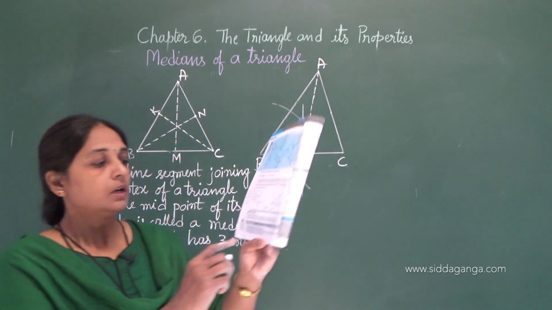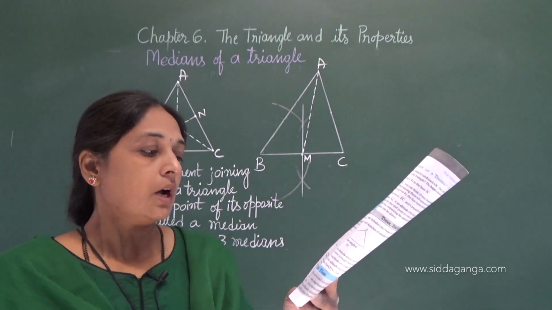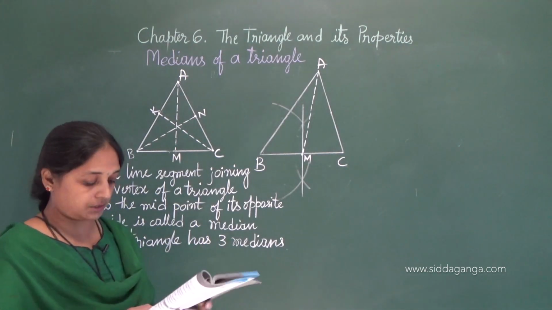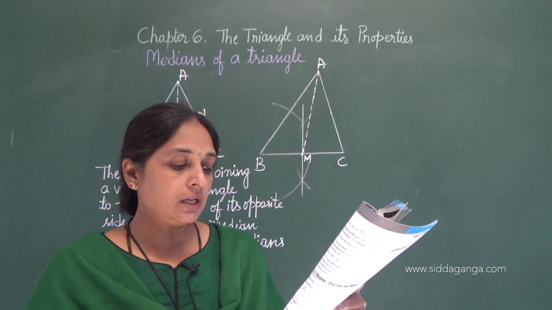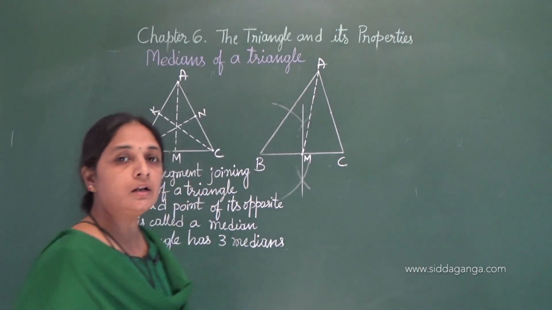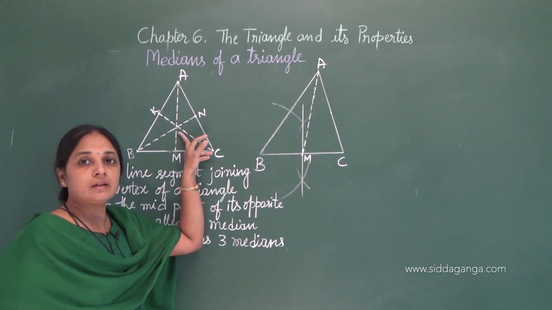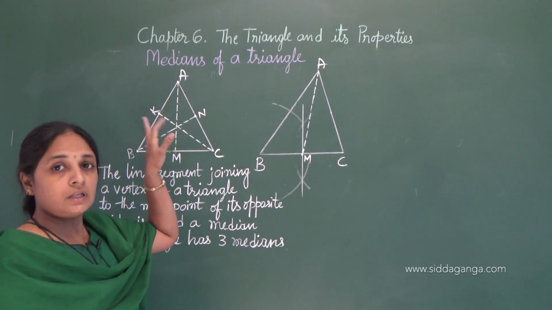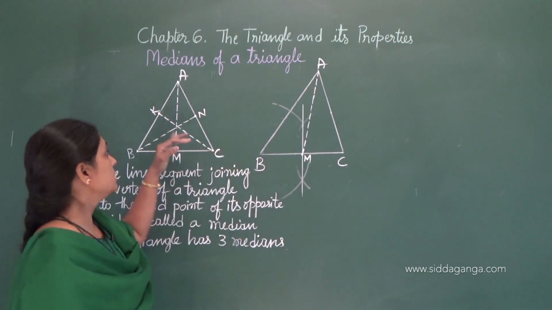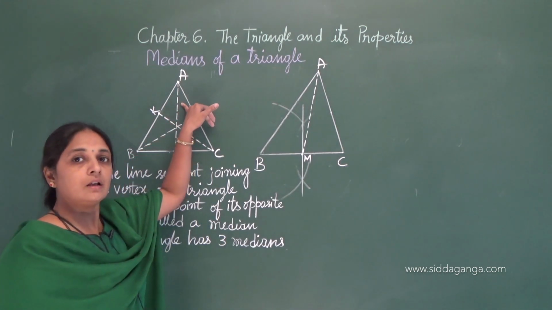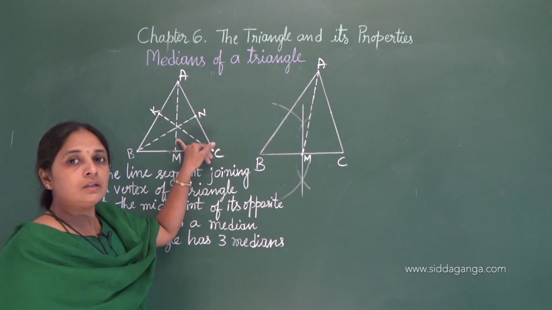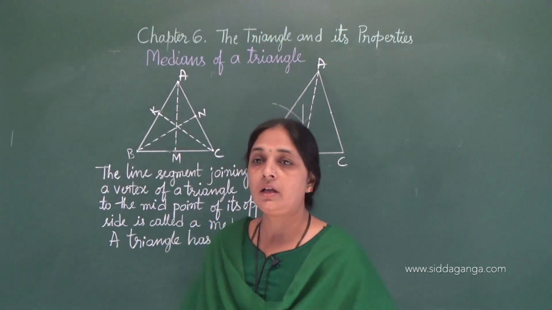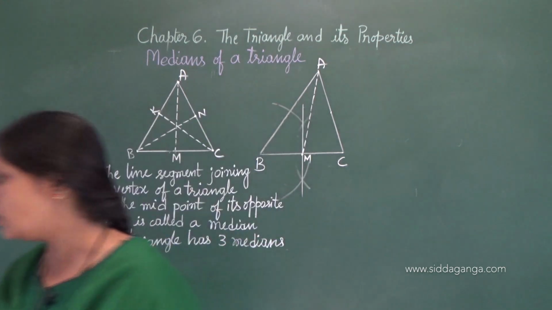Okay, here they have given think, discuss and write. How many medians can a triangle have? A triangle has 3 medians. Then, does a median lie wholly in the interior of the triangle? They are asking whether all the 3 medians lie in the interior of a triangle or exterior. Yes, they always lie in the triangle only. All the 3 medians lie in the interior of the triangle.